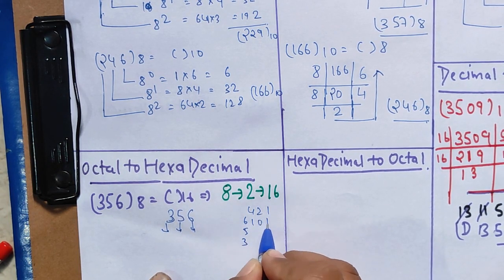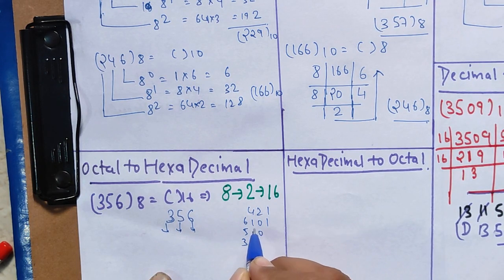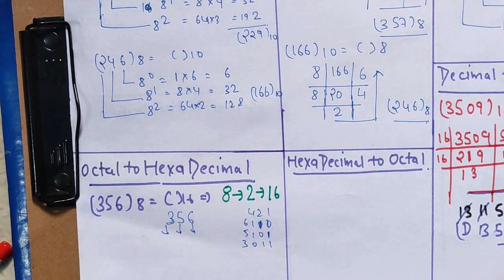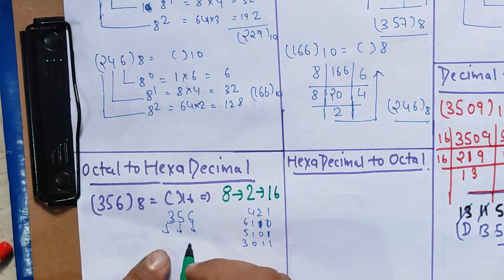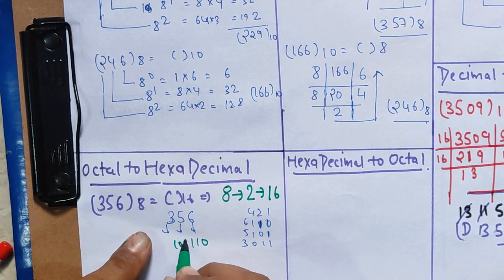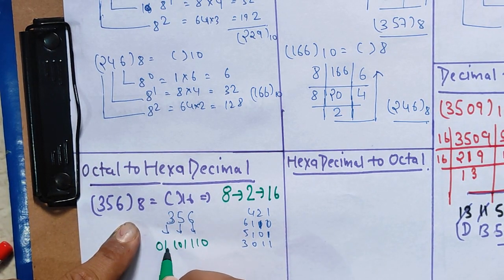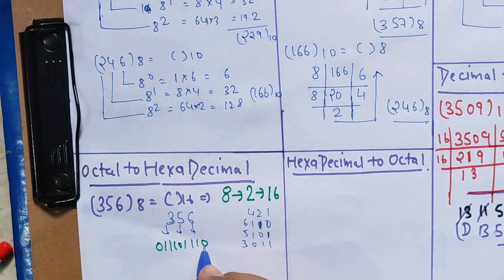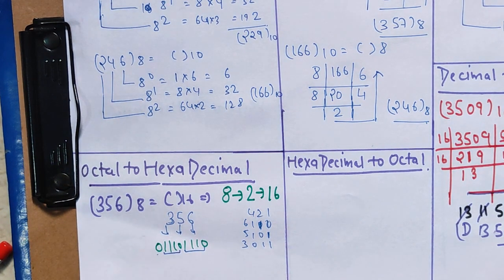So 4 1 0 1 110 and 101 and 011. Okay, so we will write as it is. So here the code of 6 is 110, code of 5 is 101, code of 3 is 011. Okay, so this will be our binary. And now how can we convert a binary number into a hexadecimal? We will make pairs of 4. So this is 1, 2, 3, 4. This is 1, 2, 3, 4 and this is 0. We can eliminate it also.